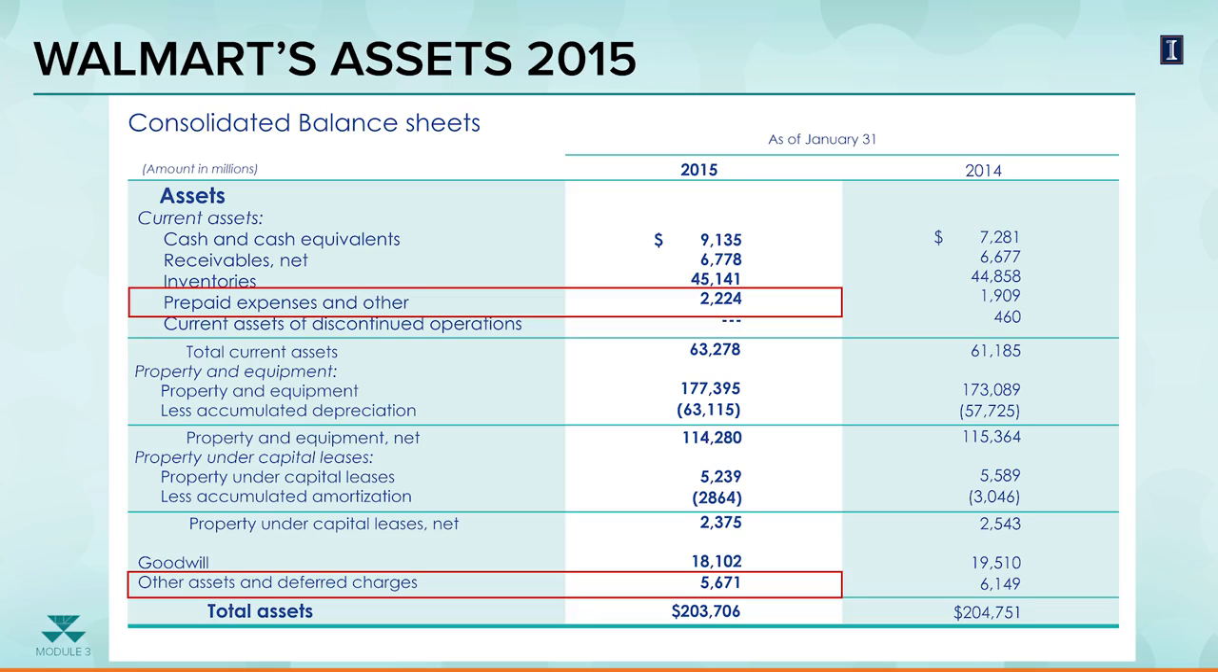The next thing that you should notice here is other assets and deferred charges. This is under long-term assets, and the amount is $5,671. So you need to look at the details on what exactly is included here. There are many things included here. This is a catch-all account, but the most important thing for our purposes is deferred charges. And under deferred charges, the most important thing that Walmart has is prepayment of some taxes in advance.